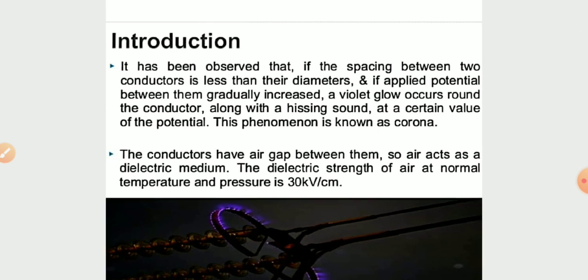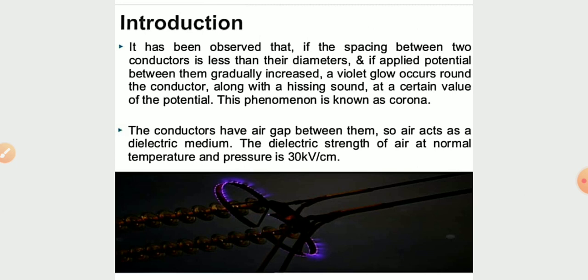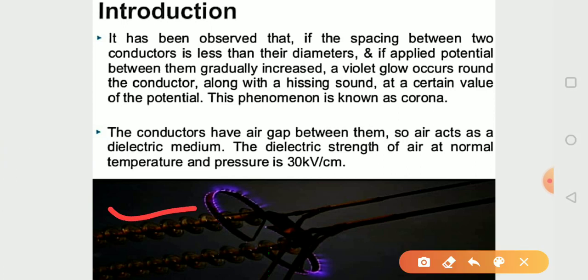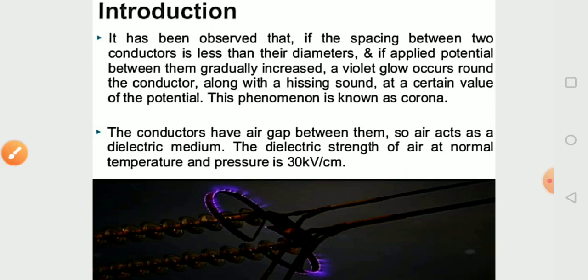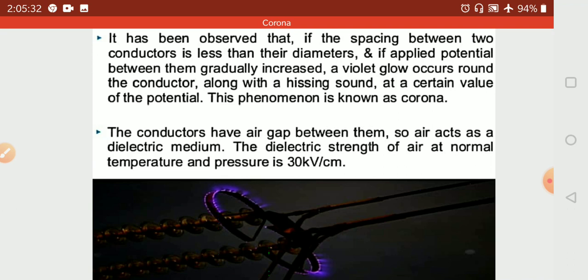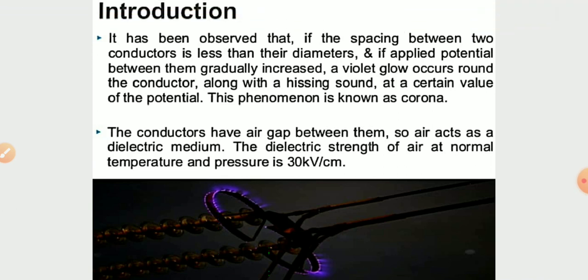What is corona? It has been observed that if the spacing between the two conductors is less than their diameter, and if the applied potential between them is gradually increased, a violet glow occurs around the conductor. Here you can see this type of violet glow. It occurs around the conductor along with a hissing sound at a certain value of the potential. This phenomenon is known as corona.